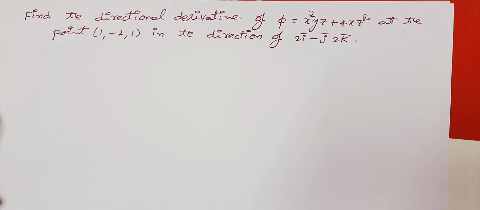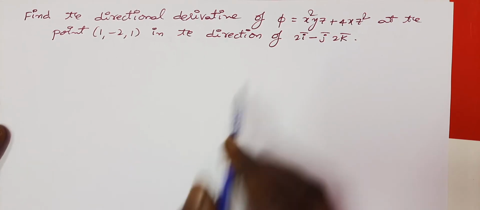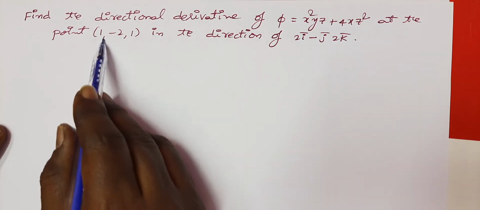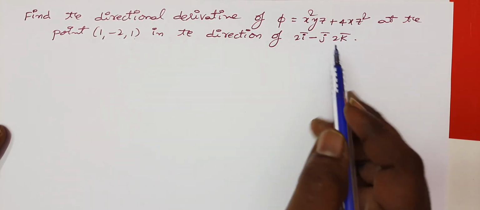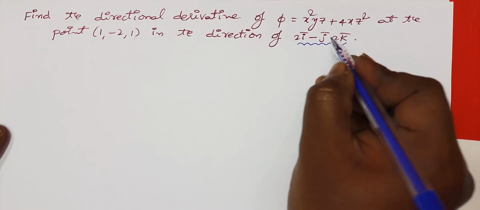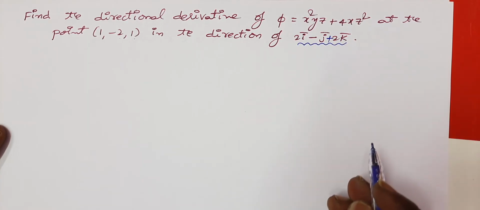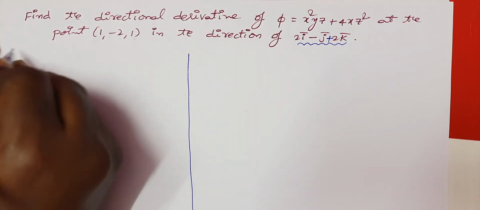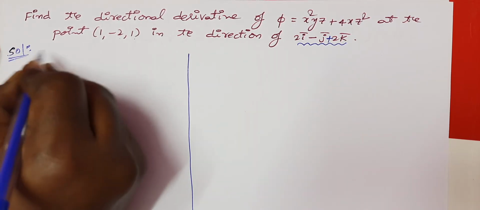Find the directional derivative of phi is equal to x square yz plus 4xz square at the point (1, minus 2, 1) in the direction of the vector 2i bar minus j bar plus 2k bar. Already we discussed this type of problem earlier. Once again I will revise one more problem on directional derivative. See here, first write the given scalar point function.